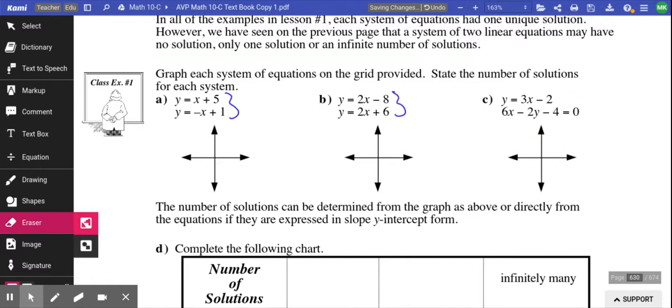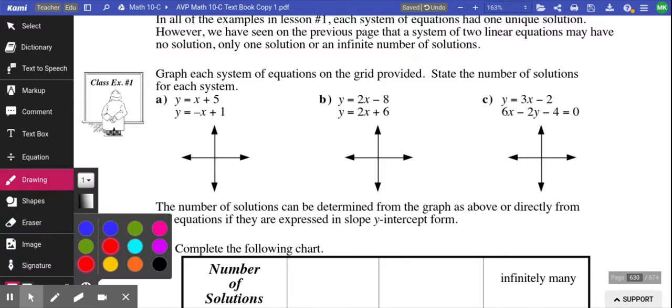When you graph them, we're going to use the standard window. So the standard window, if you remember, is your x minimum is -10, your x maximum is +10, your y minimum is -10, your y maximum is +10.